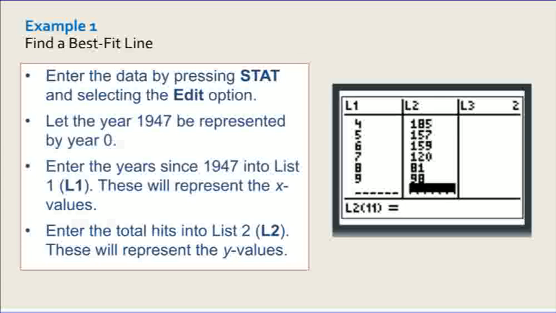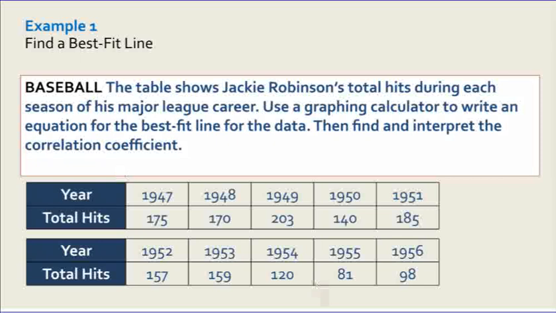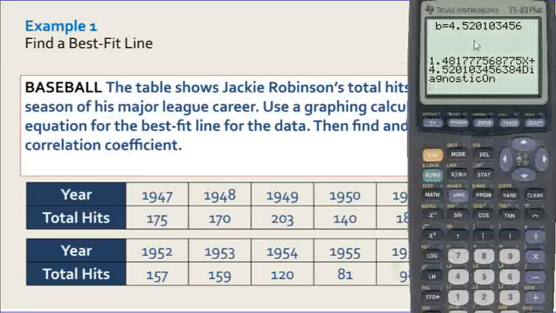Our next step, you're going to enter the data by pressing stat and selecting the edit option. We're going to let the year 1947 represent the year 0. Then we're just going to keep going down for your list 1. And then list 2, we're going to put the hits. If I go back to here, we can see what our numbers would be.